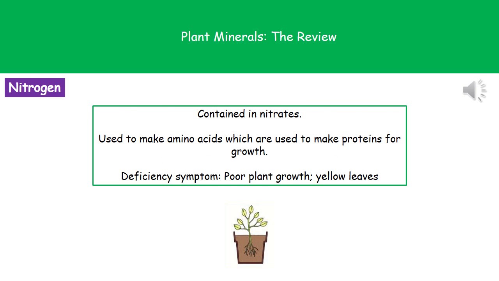We're now going to have a look at these different minerals that are needed by our plants and what we'll see if they're not present in the right quantities. So the first one is nitrogen, and this is contained in nitrates in the soil. The reason our plant actually needs these nitrogen molecules is to make amino acids, which are then used to make proteins to allow our plant to grow. So if we don't have enough nitrogen, what we'll see in our plant is it will have very poor growth and the leaves will be yellow in colour.